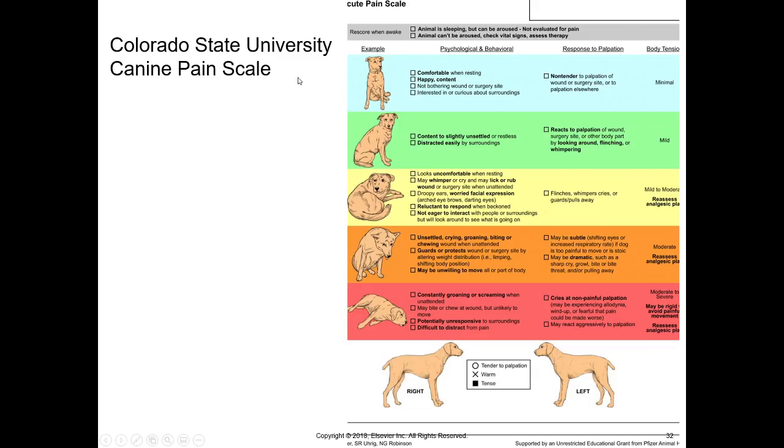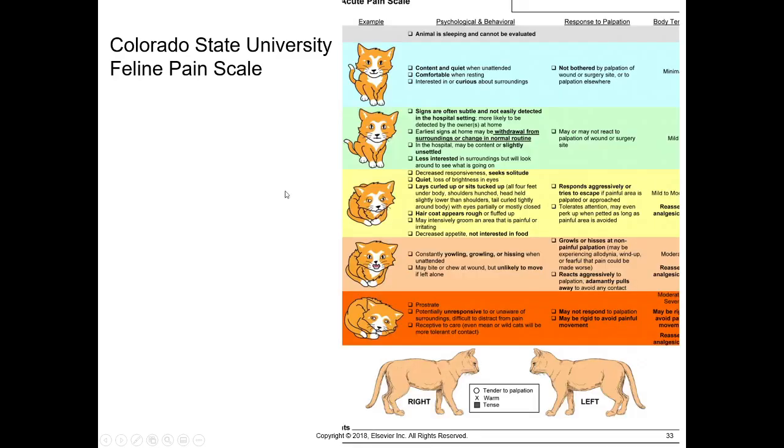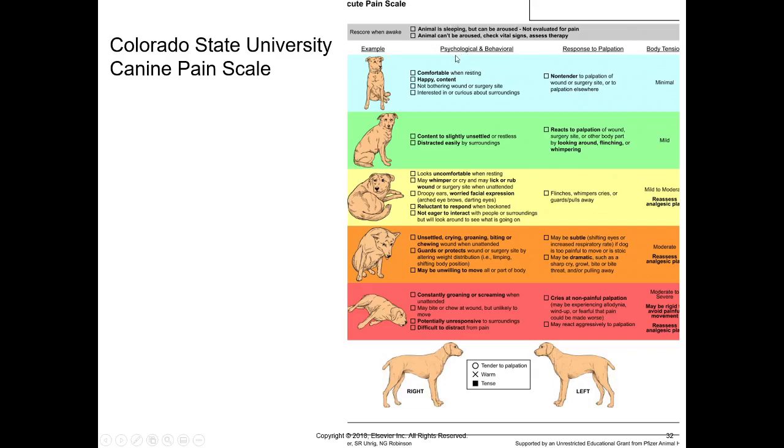I have some examples for you from Colorado State University, both a canine pain scale and a feline pain scale. These are located at the end of your chapters. You can also find these charts online. It's important to practice with these, understanding what the animal might look like as they're exhibiting pain, what their psychological and behavioral attitude will be, how they will respond to palpation, and also what their body tension will be. You should be able to go through this and mark, using your own animal or in a clinic, for each pet what you're seeing exactly.